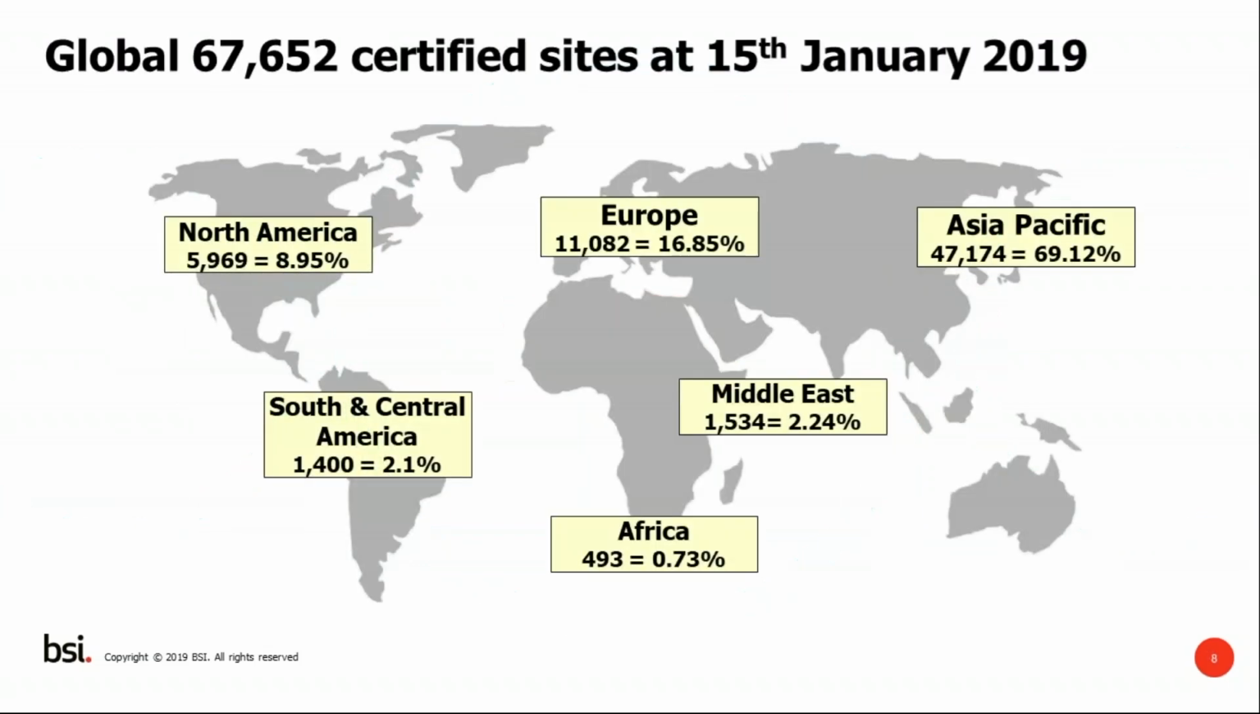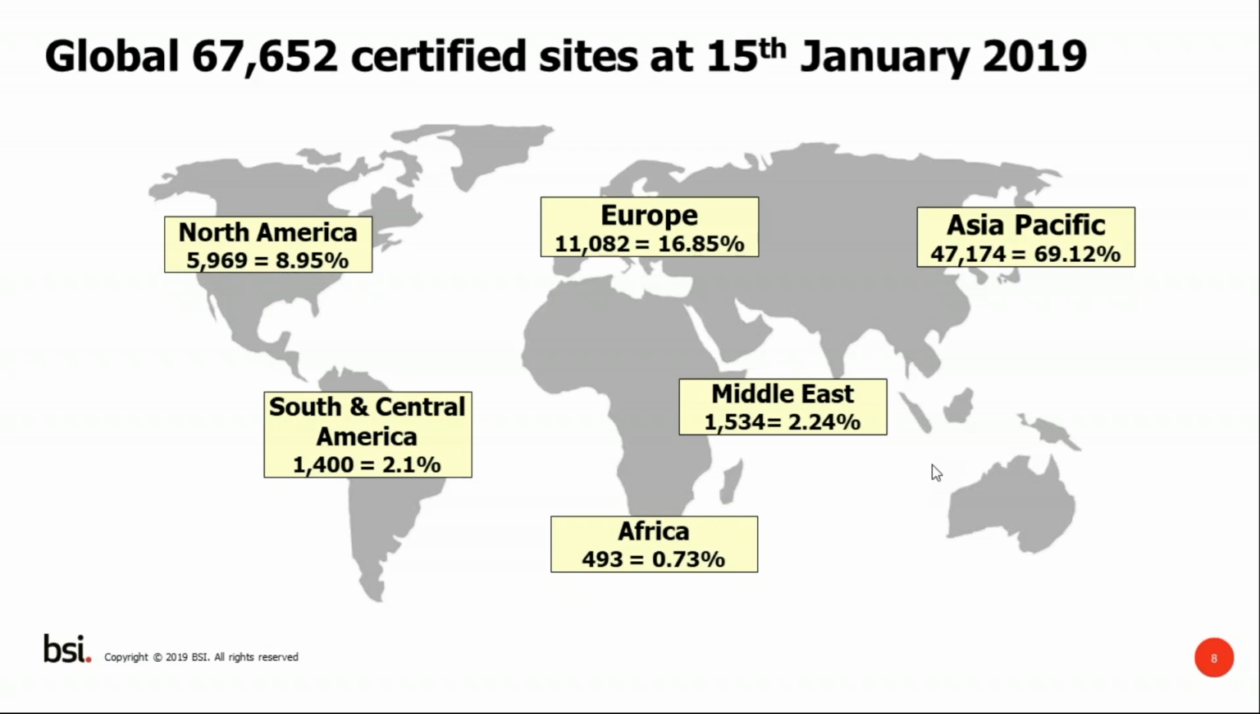So let's talk IATF certification. What we see at the moment globally as of the 15th of January is a total of 67,652 certificates, and you can see the distribution across North America, Europe, Asia Pacific, South and Central America, Africa and Middle East. You'll see that just over 69% of the certificates are located in the Asia Pacific region, 16% in Europe, almost 9% in North America, and then the other small percentages in South and Central America, Africa and Middle East.